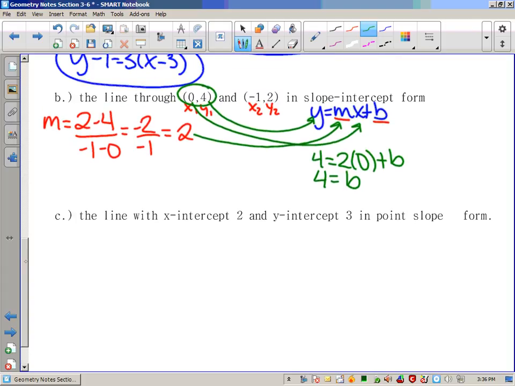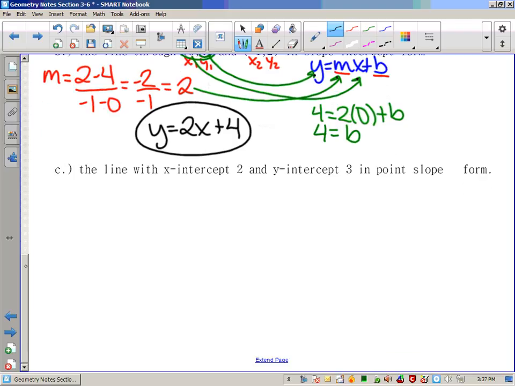Well, look at this point. The point was 0, 4. So I really didn't need to plug this point in, but probably a lot of you would miss the fact that the point 0, 4 is actually the y-intercept. So my answer here would be y equals 2x plus 4. So I calculated the slope using the slope formula, and then I had to use the slope and a point, plugged it in for y, m, and x, and then found b.